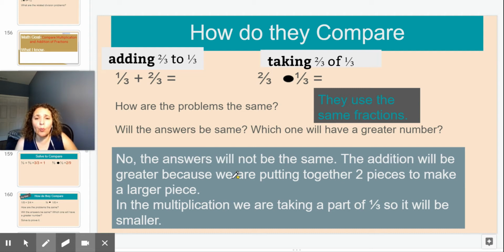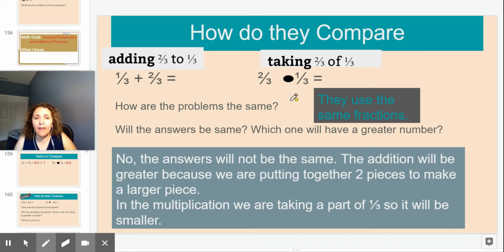The addition will be greater because we're putting together two pieces to make a larger one, right? I'm taking a third and I'm adding 2/3. So I'm taking two different things and I'm combining them. When we add, we combine and we group together. So it's got to get bigger. In the multiplication, we're taking a part of something. So it's going to be smaller. So here, 2/3 of 1/3 means I'm taking 2/3 of the 1/3. I'm taking a part of a part. So my answer has to get smaller.